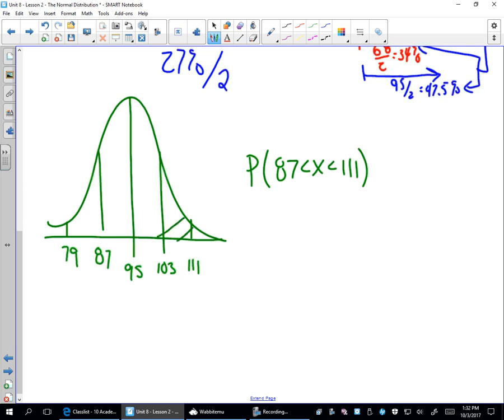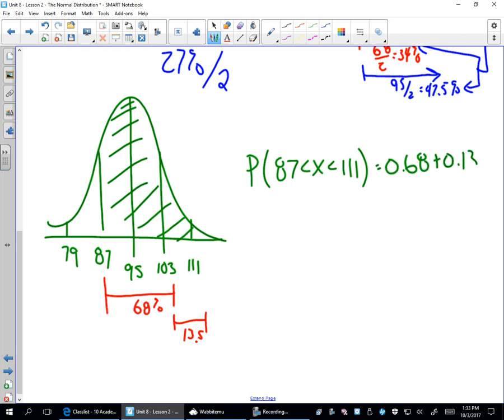So I want to know all of this. So what do I got? Oh, I can think of this as two parts. I know this part from 87 to 103 is 68%. I also know from a previous question that 103 to 111, this section here, is 13.5%. So the answer is those two things combined. In other words, 0.68 plus 0.135, or 0.815. There's my probability.